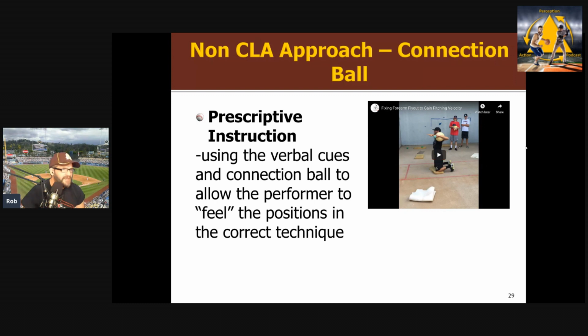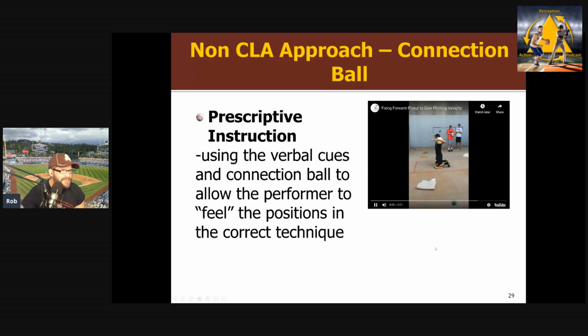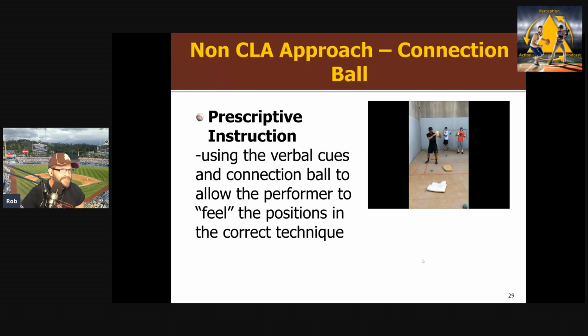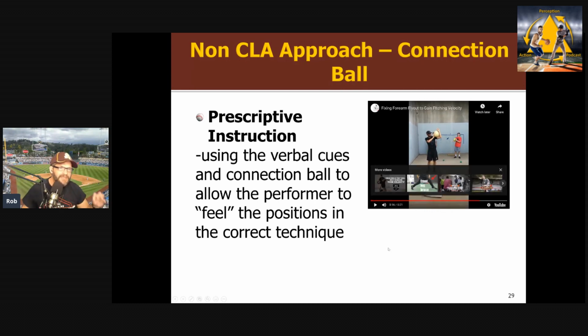So I'm going to show you this video. The sound isn't on, but I think you can tell what's going on just by watching this person. That's a coach demonstrating this here. What you can see is he is using the connection ball to illustrate to the young pitchers what the correct position should be. So he's telling them, here's where I want you to be, here's how you should move. In other words, he's giving them the solution to solve this problem of forearm flyout.